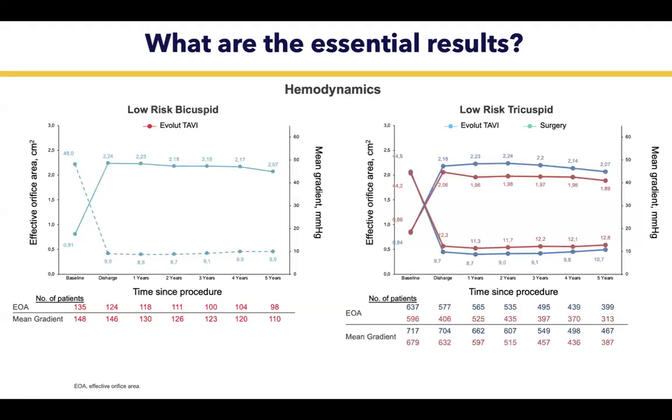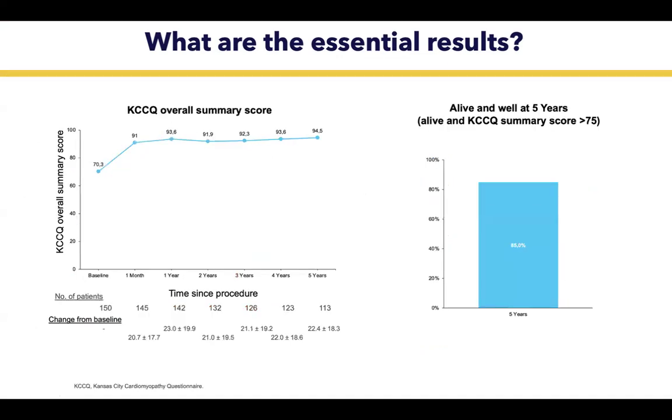What is good, however, in this study is that they have hemodynamic, so valve performance outcomes up to 5 years, and that's reassuring. On the left-hand side, you see the bicuspid cohort. So this is all about Evolut, but the valve performance of Evolut in low-risk bicuspid cases up to 5 years seems very, very good. And the valve hemodynamics keep almost unchanged as compared to immediate post-procedural.